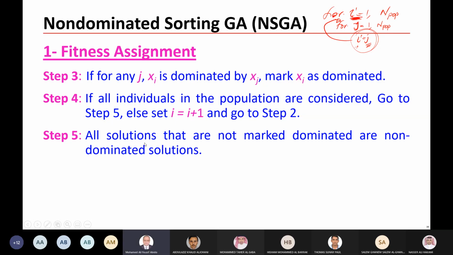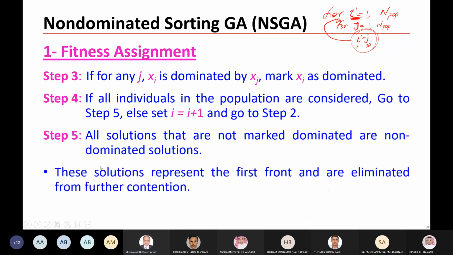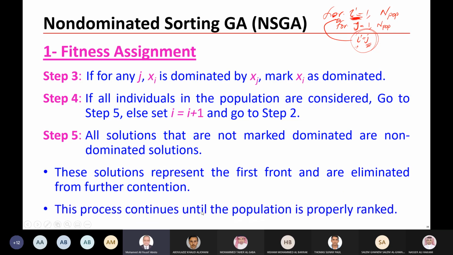Okay. If this is the first front, exclude all these solutions from the generation or from the population, and then you repeat these steps again. And you come up with the second front. You exclude all these solutions, first and second fronts, and you do this again. So you have the non-dominated solutions of the third front, and so on. So these solutions represent the first front, and they are eliminated. This process continues until the population is properly ranked: front 1, front 2, front 3, front 4, and so on.